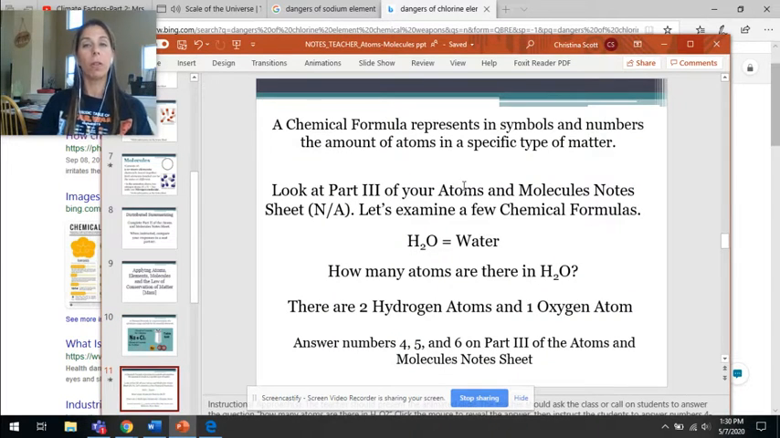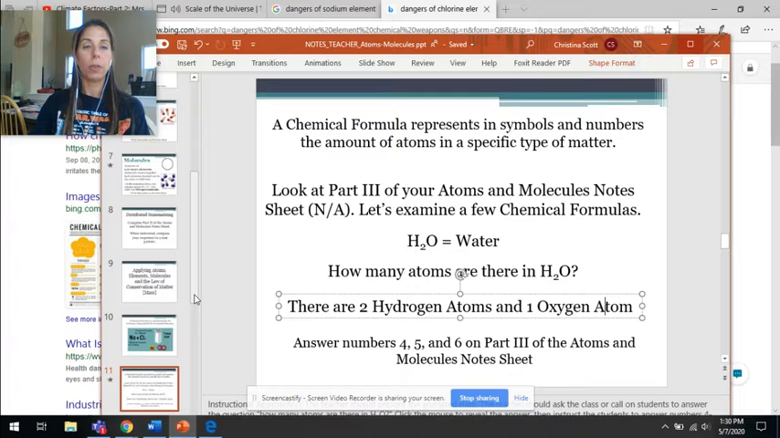A chemical formula represents, in symbols and numbers, the amount of atoms in a specific type of matter. Another example you can see right here is H2O, the water molecule. There are just 2 hydrogen atoms and 1 oxygen atom, therefore producing water.